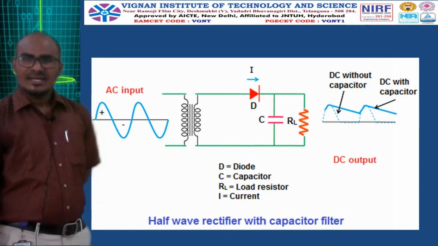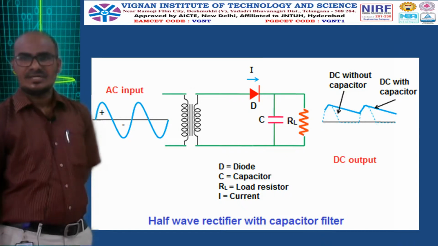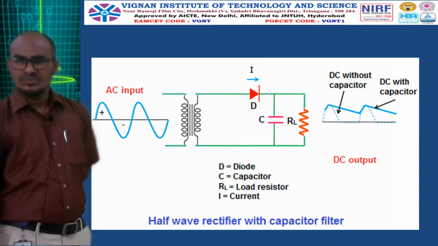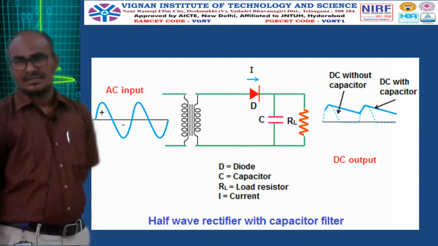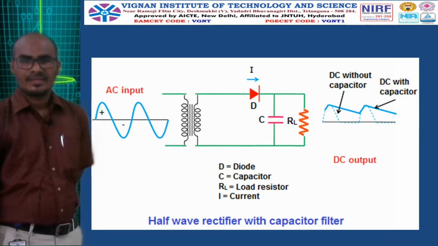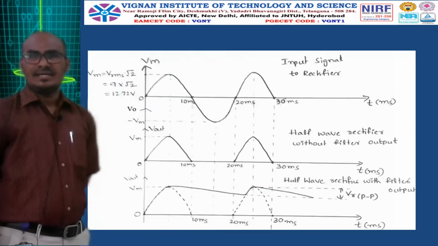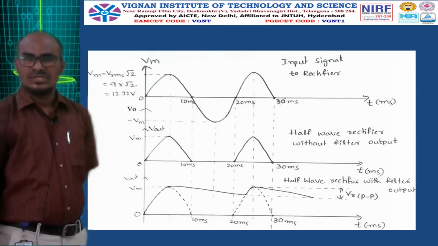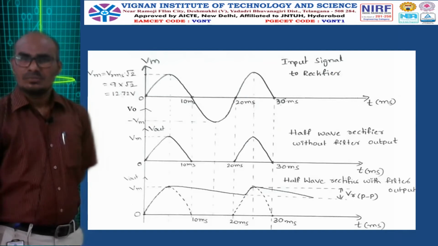And the next cycle also starts when the input supply reaches the cut-in voltage. That's why it has fallen up to this much. And the same thing will repeat for the second cycle. So this is the output of the filter, that means the rectifier with filter. And you can see very clearly the input waveform to the rectifier, the output of the rectifier, and the output of the rectifier with filter.